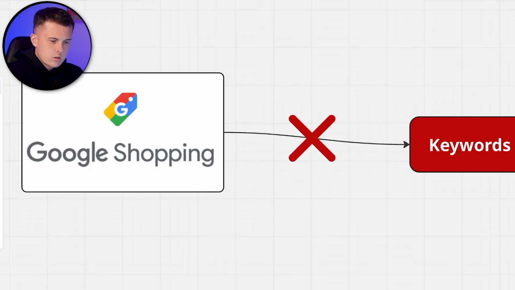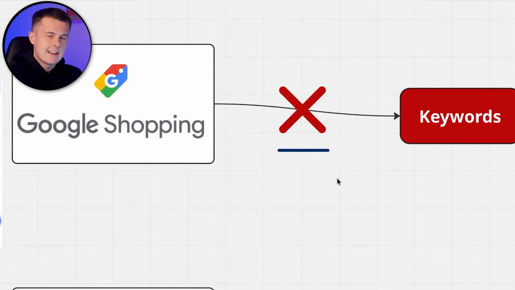Now, here's what almost nobody tells you about Google Shopping. You do not choose your keywords. On the search network, you tell Google exactly the terms you want to bid on, but on shopping, you don't. There's no keyword field, no match type. So how does Google decide which customers to place your ads in front of?